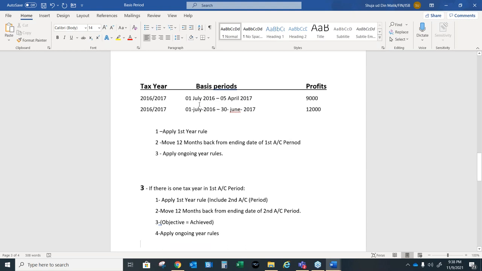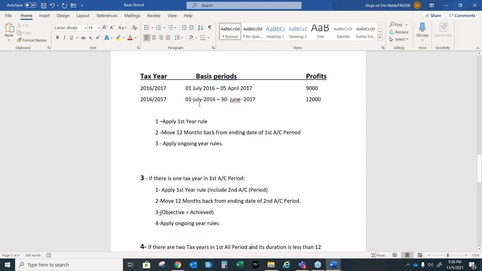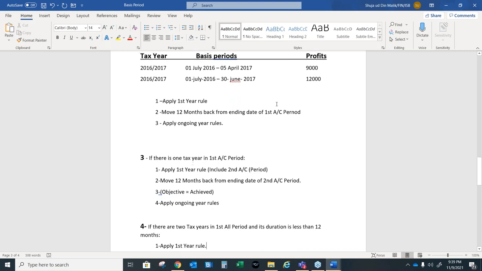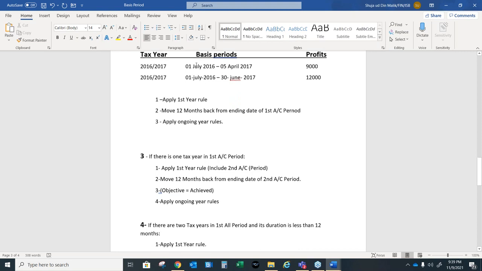And the objective is achieved. Once the objective is achieved, we apply ongoing year rules. Ongoing year rules or current year rules say that whatever your accounting period is, or your period of account, will be your basis period, as it has been matched on the base somewhere previously. So apply the first year rule, that is, date of start of business to the coming 5th April tax year end.